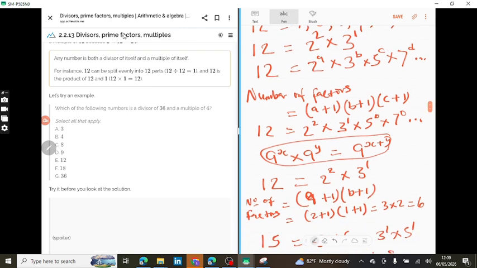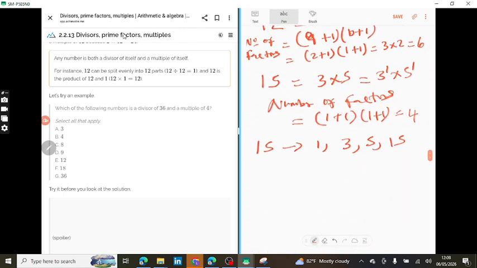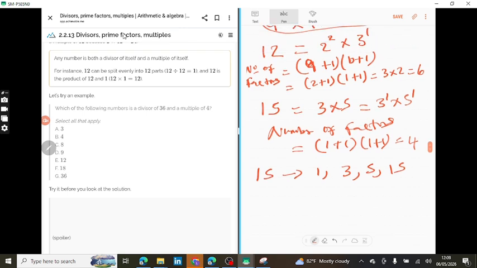All right, so coming back here, what we can do is to use another example. You see, 15 is 3 raised to the power 1 times 5 raised to the power 1. So A is 1, B is 1. So in A plus 1, B plus 1, so 1 plus 1, 1 plus 1, 2 times 2 is 4.